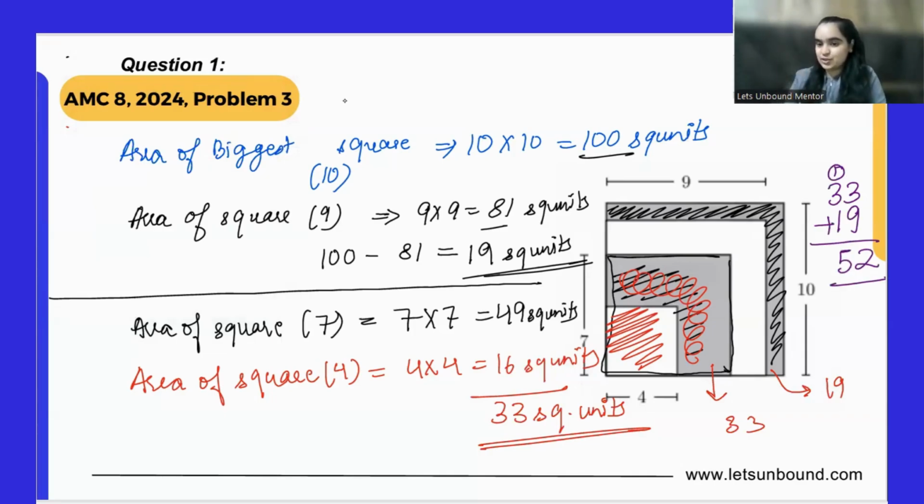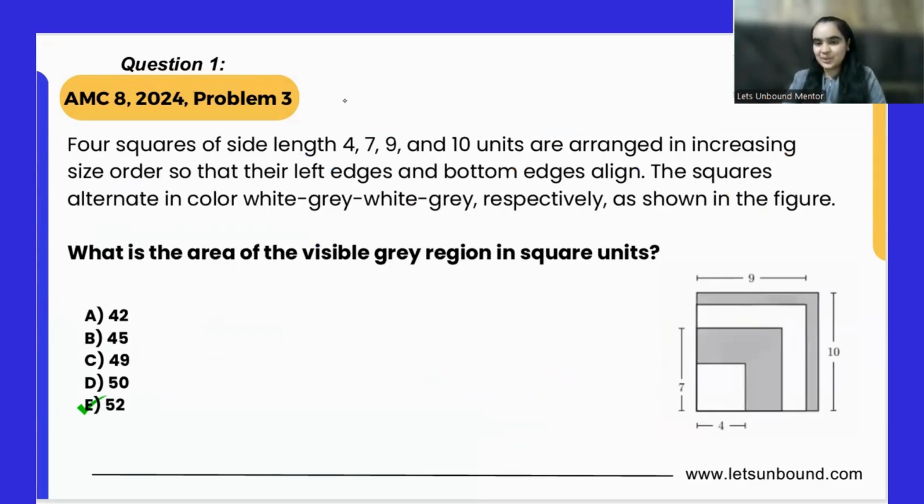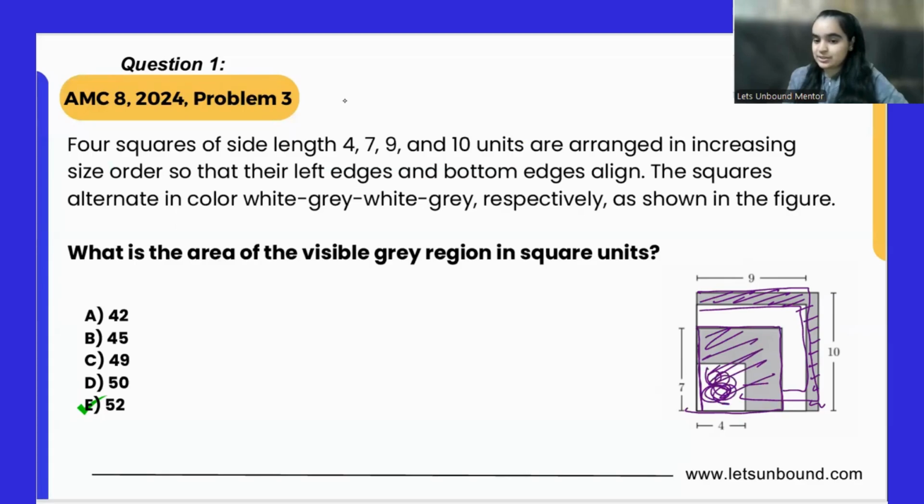That is going to be 52. 9 plus 3 is 12. 1 will go as the carryover, and then 3 plus 1 is 4. 4 plus 1 is 5. So 52 square units. That is going to be our answer. Pretty easy. We just need to find out the areas of the squares, from the biggest one subtract the smaller one to find out this much part. And the same thing you need to apply in the other set as well. From the bigger one, you just need to subtract the smaller area to find out the remaining part.